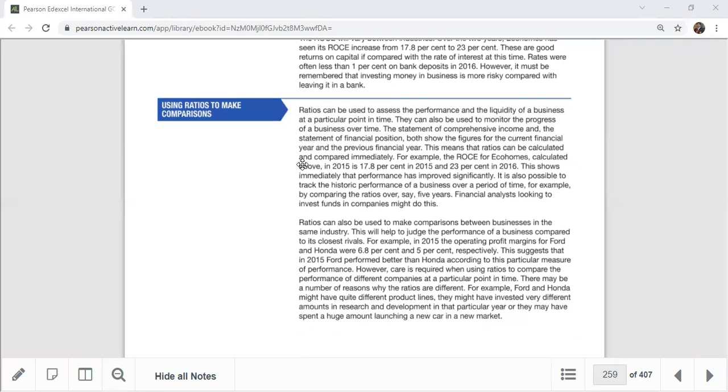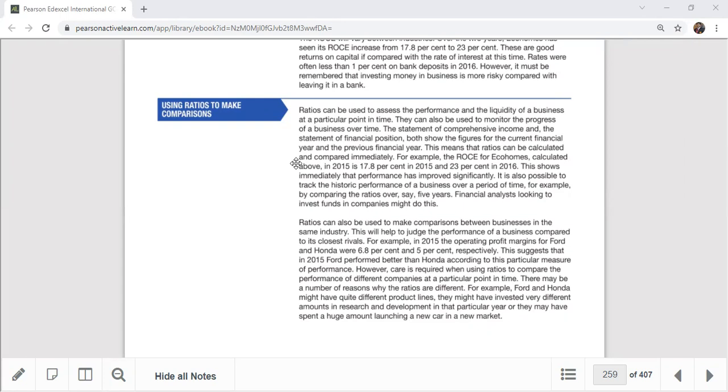The statement of comprehensive income, SOCI, and the statement of financial position both show the figures of the current financial year and the previous financial year. Normally every organization has to show the current and previous financial year figures in two columns.